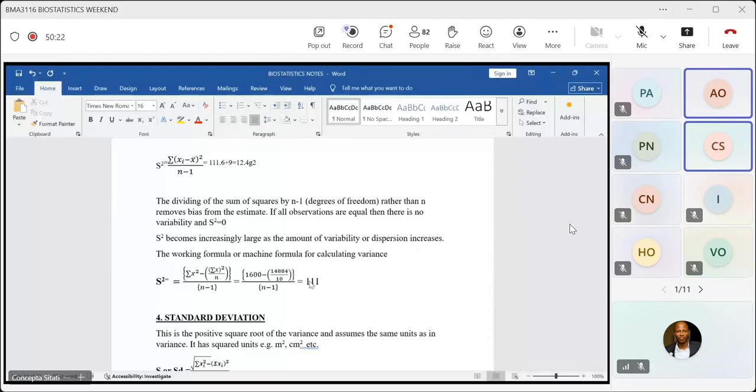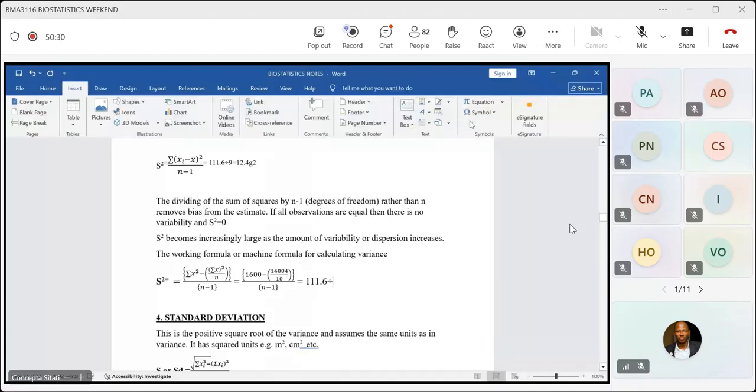111.6 divided by 9. Divide by 9. What do we get? 12.4 grams squared.